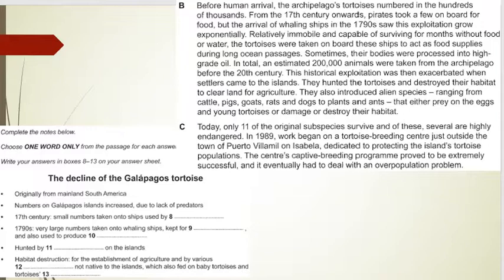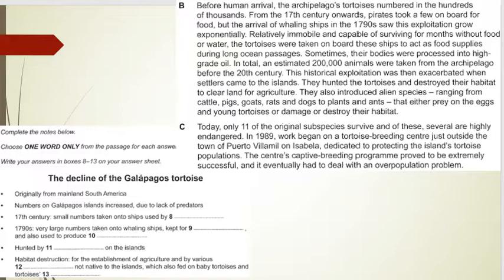We saw the keywords ships as well as 1790s in the next line itself. 1790s saw this exploitation grew exponentially, relatively immobile and capable of surviving for months without food and water. These tortoises were taken on board these ships. See, why were they taken on board? To act as food supplies. So for the food supplies, they were taken on board.